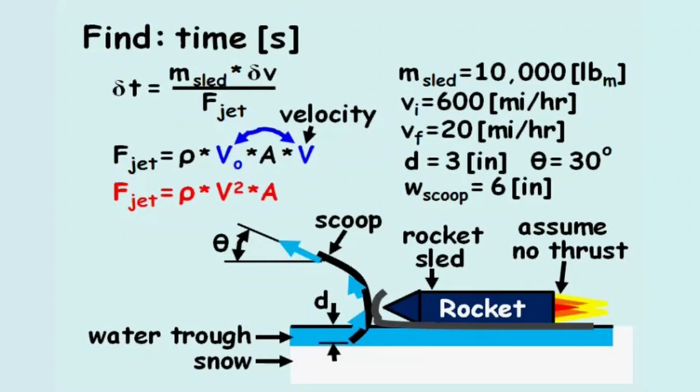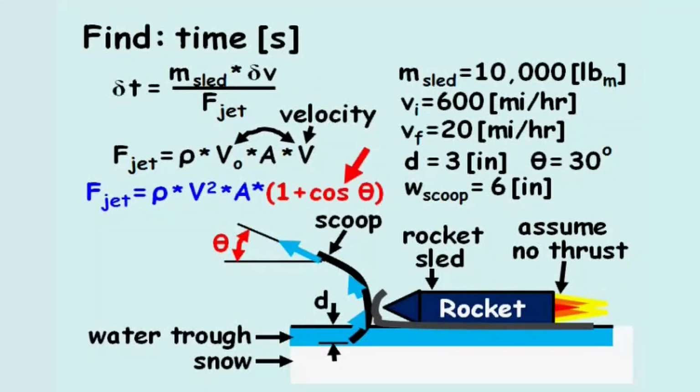This particular equation is only true for our sled if theta equals 90 degrees. However, since the fluid is being redirected at an angle, we shall add the term 1 plus cosine theta to the F jet equation.